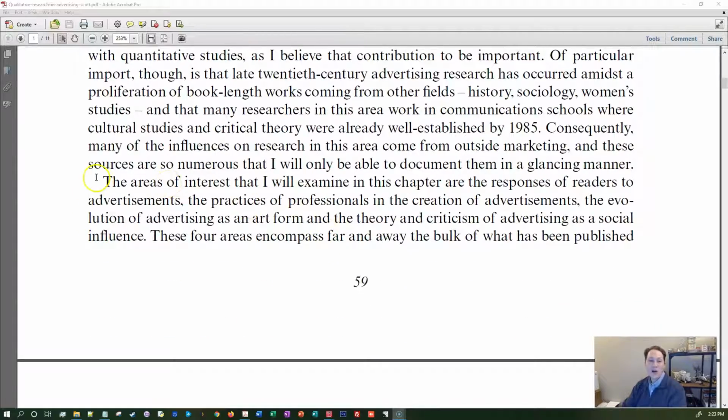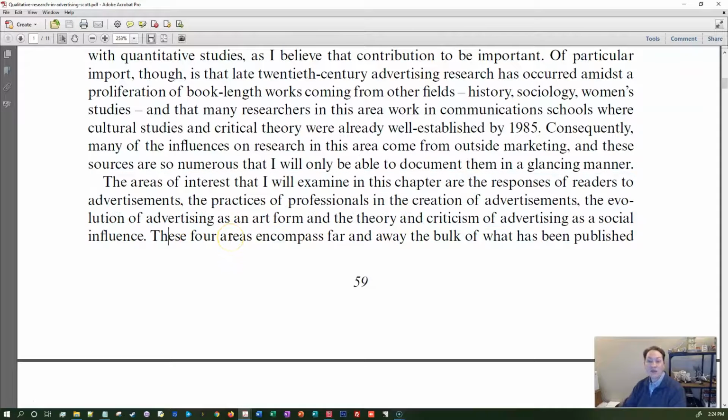And one paragraph that I will point to you right away is this one right here. It says, the areas that I will examine in this chapter are responses of readers to advertisements, the practices of professionals in the creation of advertisements, the evolution of advertising as an art form, and the theory of criticism as advertising as a social influence.